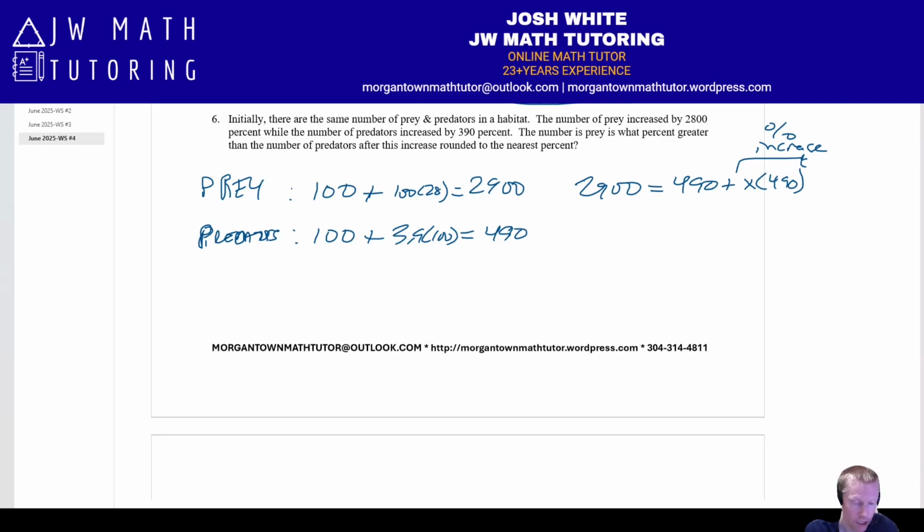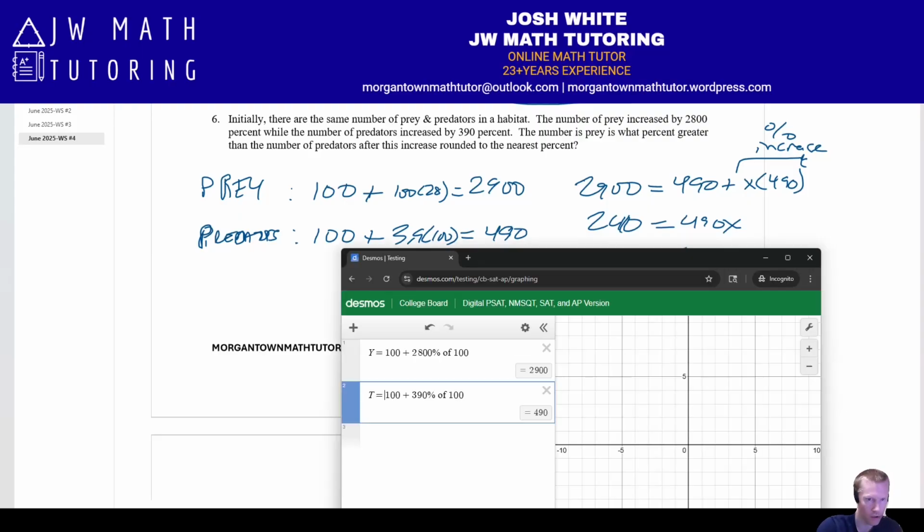So this equation, if you just go ahead and solve it, you subtract 490 on both sides, we get 2410 equals 490x. X is going to come out to, I think, 4.9184.